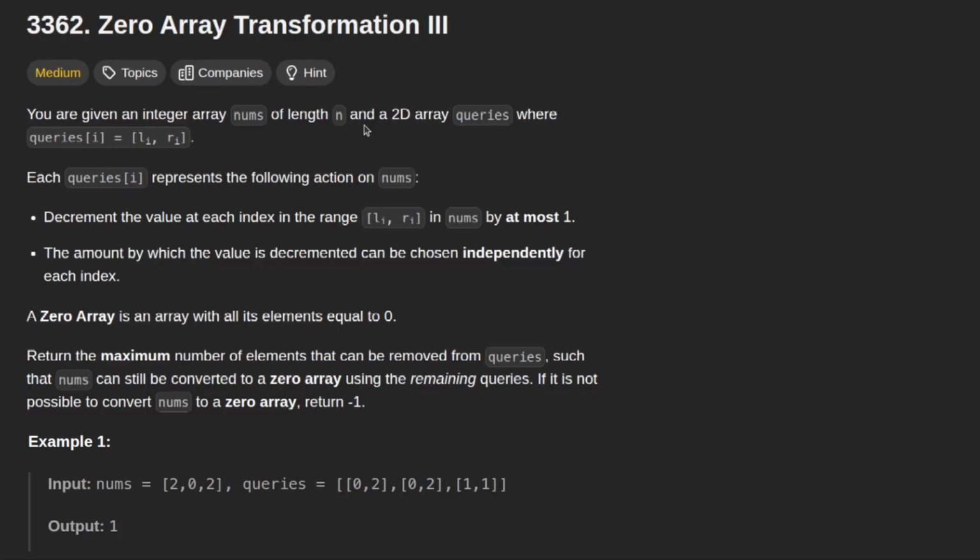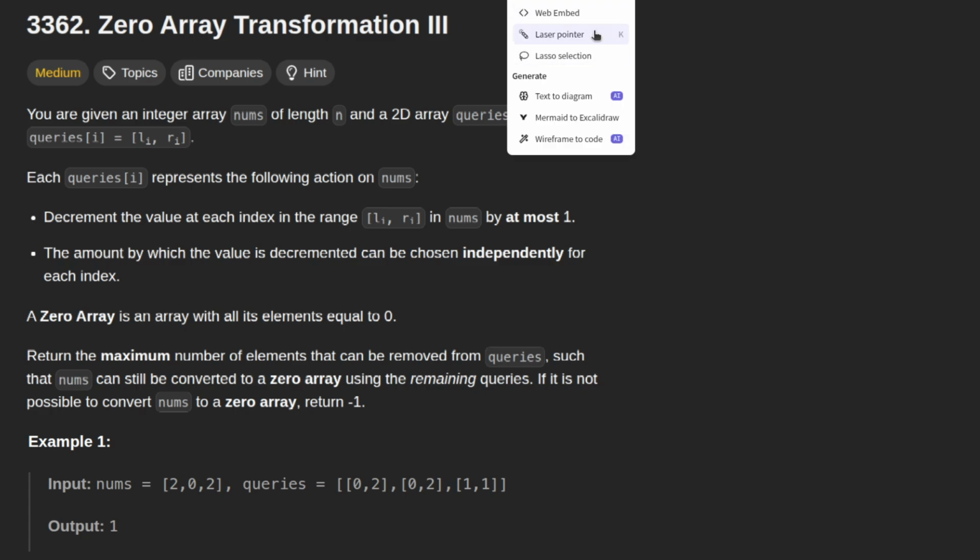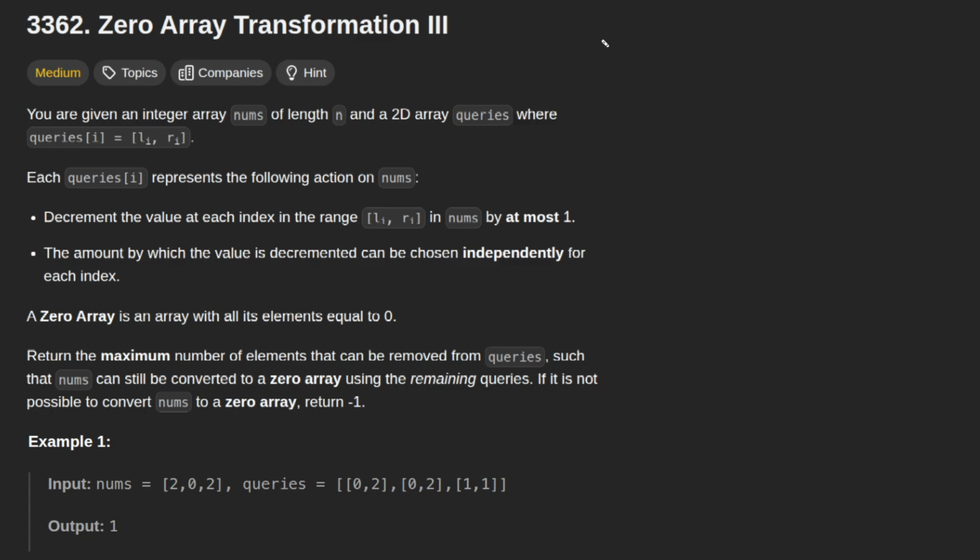Hello guys, the question for today is Zero Array Transformation 3. You are given an integer array nums of length n and a 2D array queries where queries[i] is equal to [Li, Ri], which means it is a range. Each query represents the following action on nums.